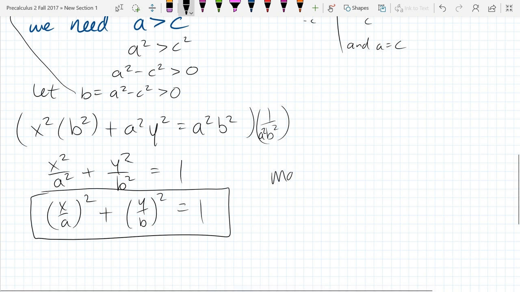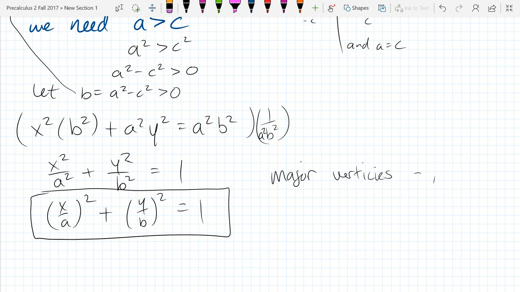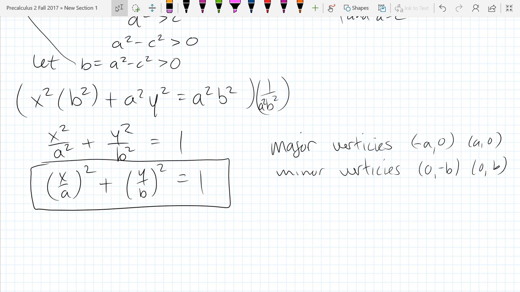Write out some vocabulary. The major vertices are negative a, 0 and positive a, 0. The minor vertices are 0, negative b and 0, positive b. And the foci, just like before, are going to be c, 0 and negative c, 0. And the way you can get c from a and b is c is the square root of the absolute value of a squared minus b squared.